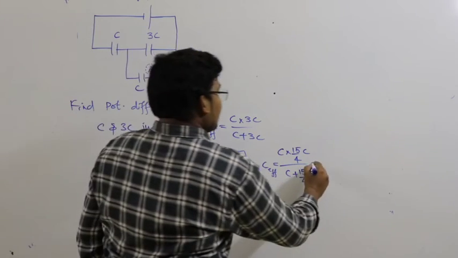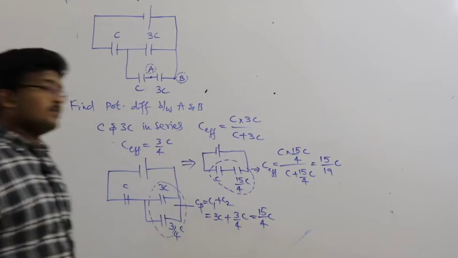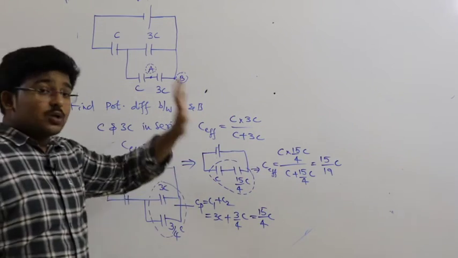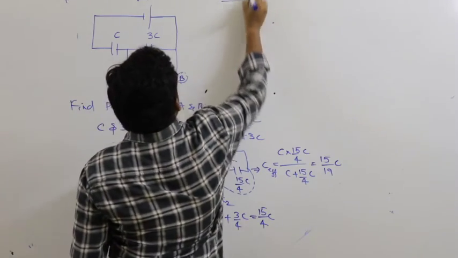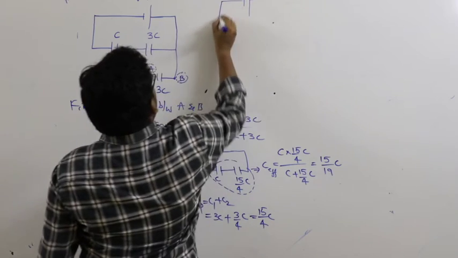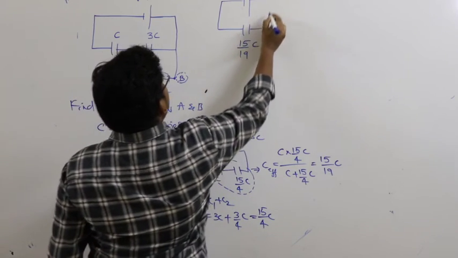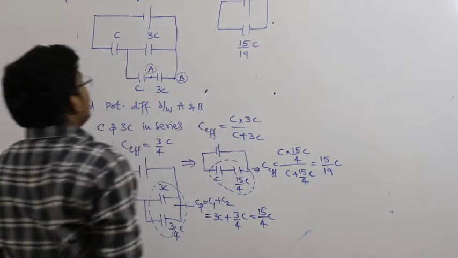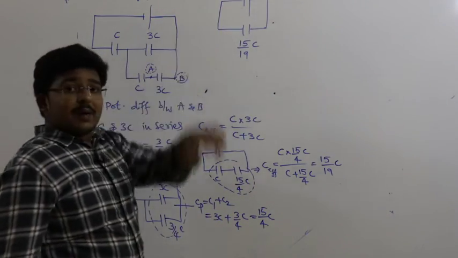So the thing will be 15 upon 19 into C. So this is the total capacitance we got. Now the circuit is very simple. This is 190 volts and the C we got is 15 by 19 C. Is it? Now, so we got the capacitance, we got the battery voltage.